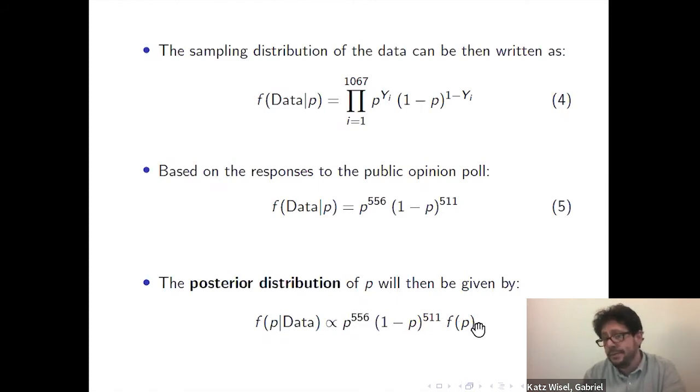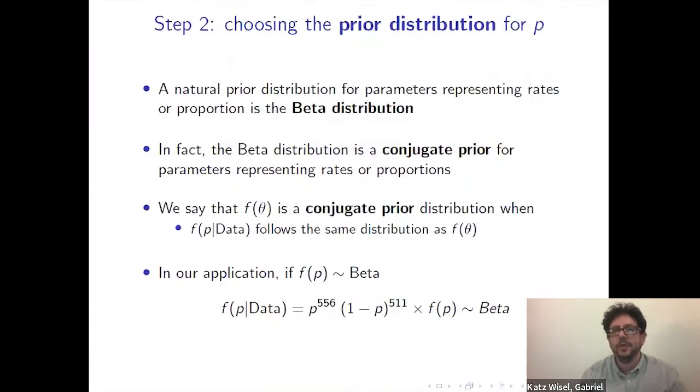And this takes us to the second step of the Bayesian analysis. Remember, I said any Bayesian analysis has 4 steps. Step 1, specifying the distribution of the data. Step 2, choosing the prior distribution for P. So we need to choose a prior for P, and it turns out that a typical prior distribution for parameters that represent proportions or rates is the beta distribution. Specifically, the beta is what we know as a conjugate prior distribution. A conjugate prior is a prior such that the posterior follows the same distribution as the prior, which, as we will see in several examples, is very convenient.